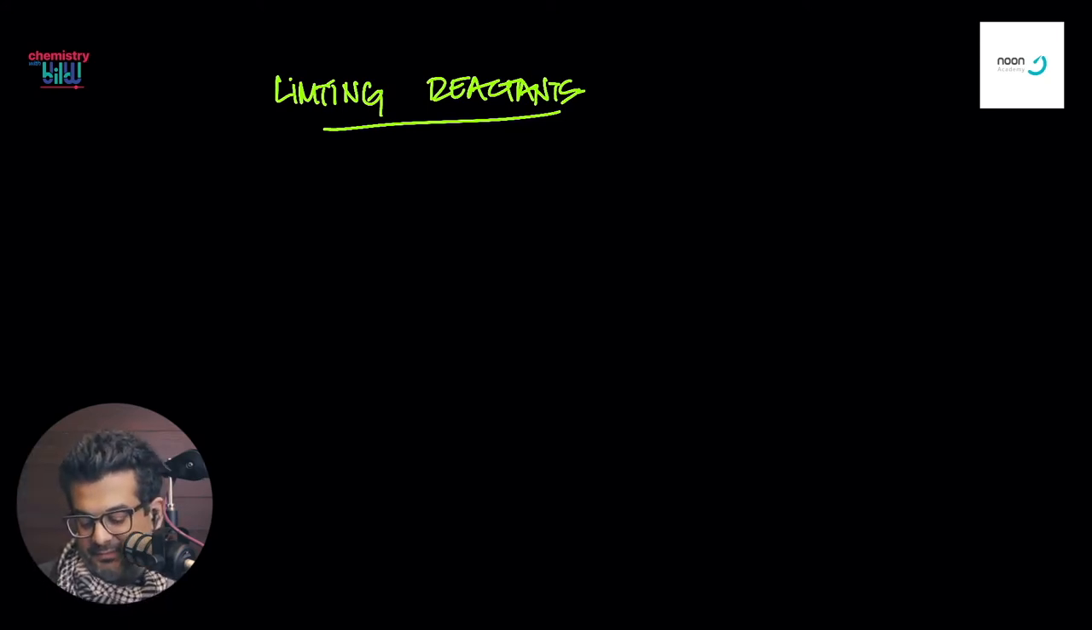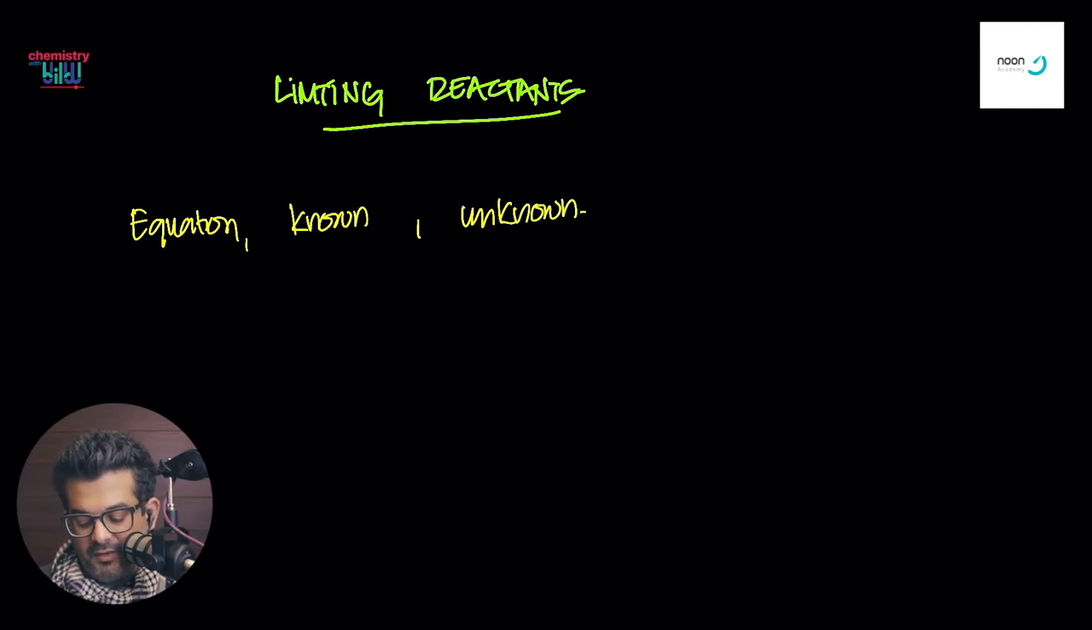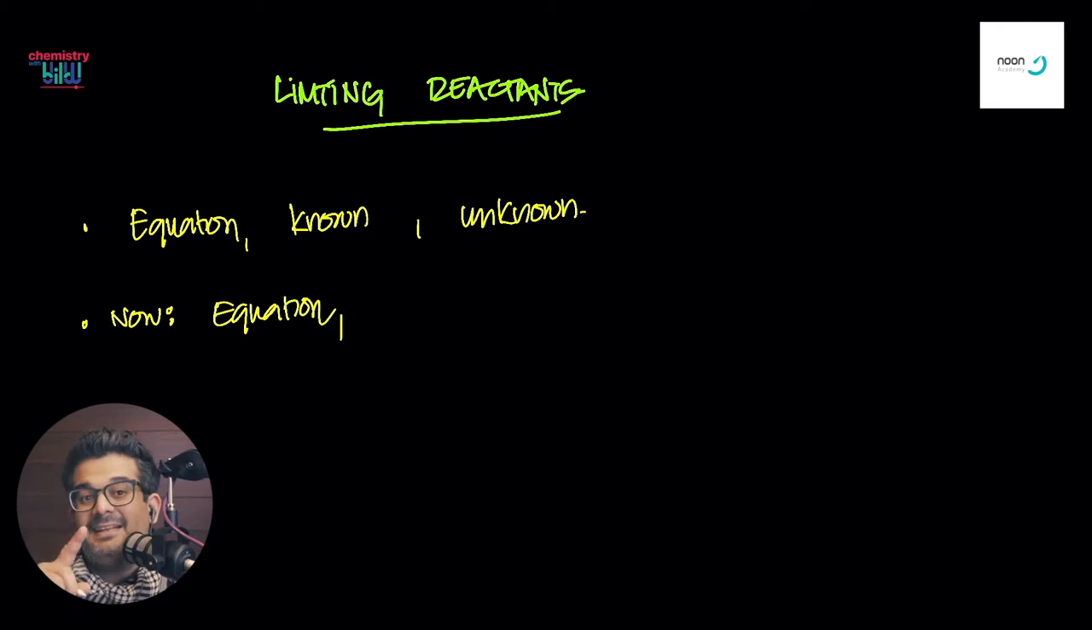Limiting reactants. Can you see my screen clearly? So what are limiting reactants? Now, in the questions that we've been doing so far, I have given you basically a particular reactant and asked you to find the amount of an unknown. So you'd get an equation and one known, and you'd have to find the unknown. Now, sometimes you're given an equation and data of two reactants. That means you're given two known quantities.